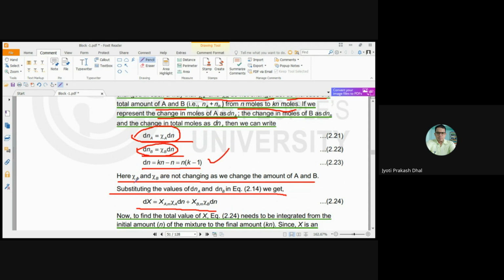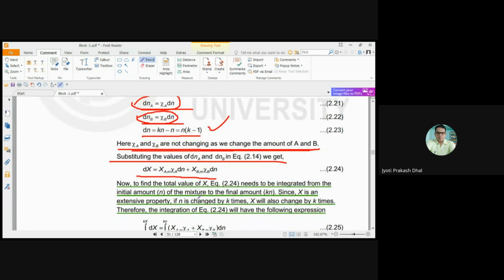Here XA and XB are not changing while changing the amount of A and B. So that means we are observing that we add A and B in equal proportion, so the number of moles of A and the number of moles of B in the mixture or in the solution will change, but the mole fraction will not change.